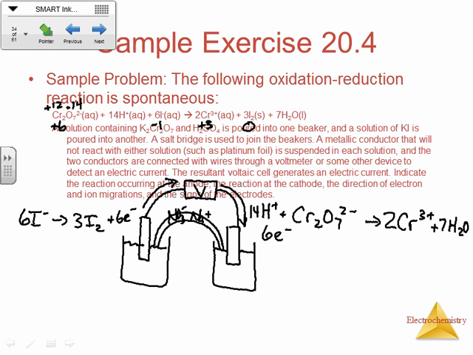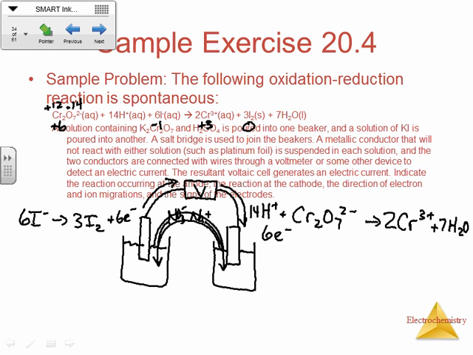The direction of electron and ion migrations. Okay, so the ions in our salt bridge, we already kind of talked about this, but the NO3 is going to come down into this solution because it's going to be attracted to the positive charge that starts to build up as the electrons flow. And then the Na plus is going to travel to this side because it's going to be attracted to the negative charge that starts to build up as the electrons come into the cathode. All right, so now we've got the direction of our ion migrations.